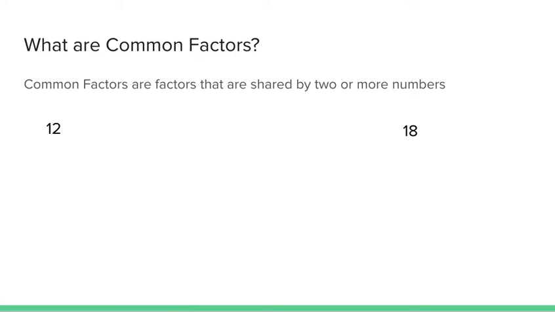So next, now that we know what a factor is, what are common factors? Common factors are factors that are shared by two or more numbers. In this case, I'll give you another example here. We have two numbers, 12 and 18. I can tell you right now, neither of those are prime numbers.